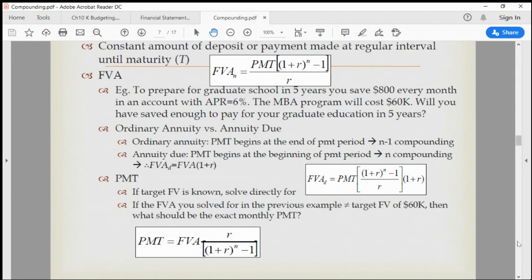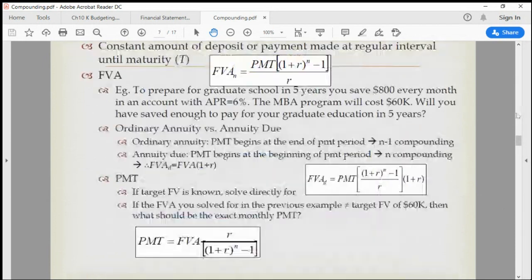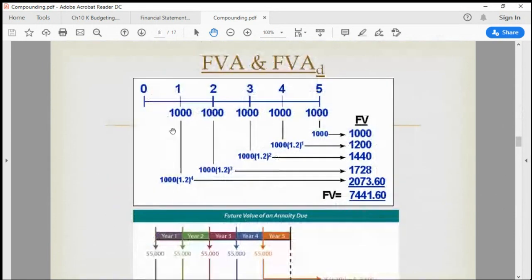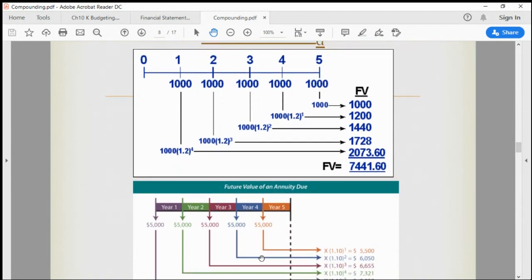But let's build that concept from this assumption, a very simple diagram. Let me stop sharing this screen and switch to the whiteboard.